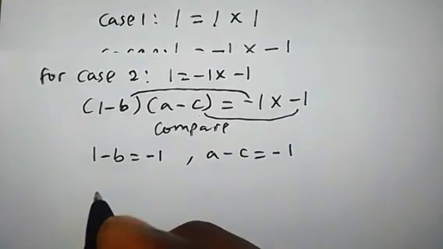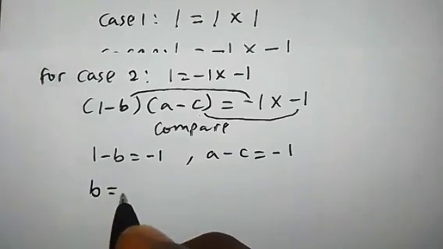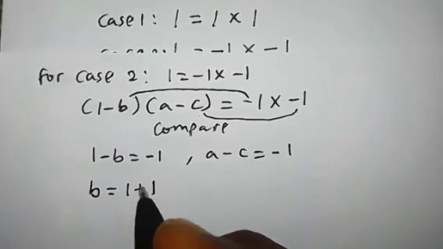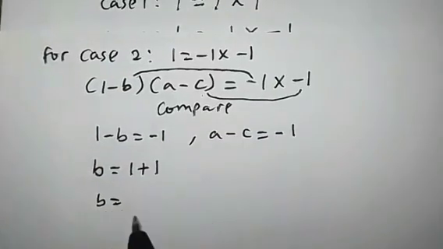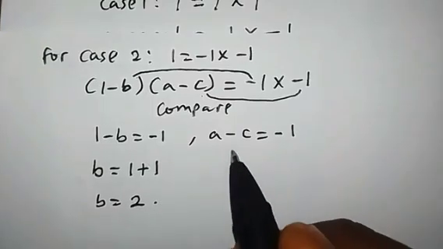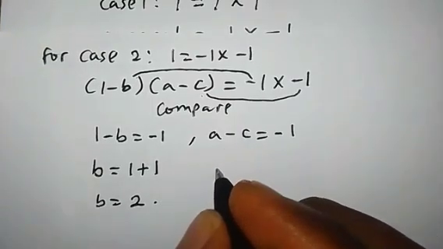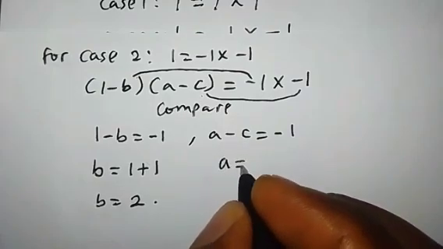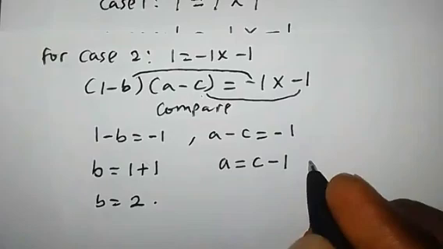From this line, it is obvious B is equal to 1 plus 1, by rearranging it. B is equal to 1 plus 1, that is 2. Take note of this value. Now, let us move this minus C to the right hand side. So that will be A equal to C minus 1. Take note of this also.